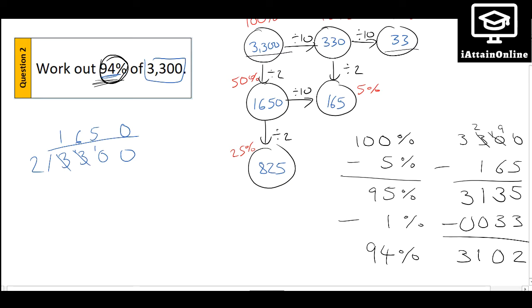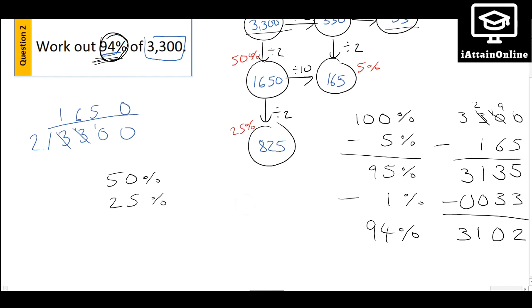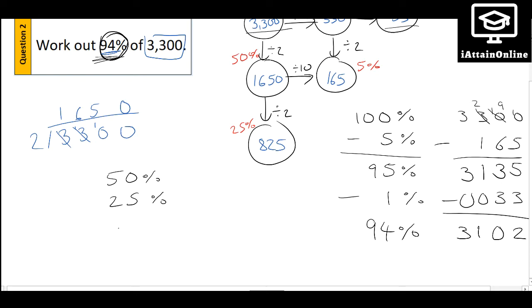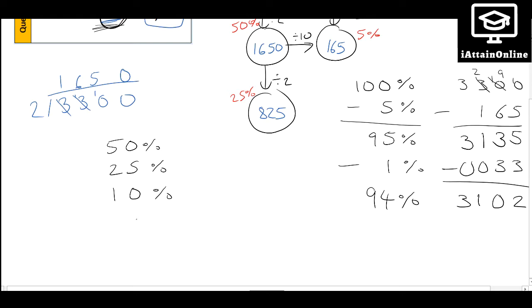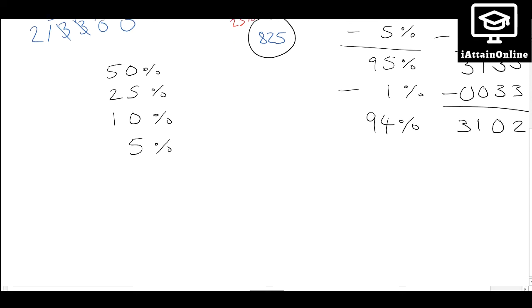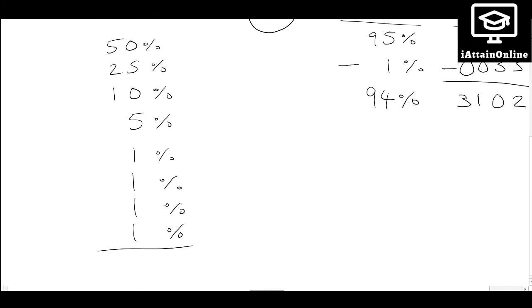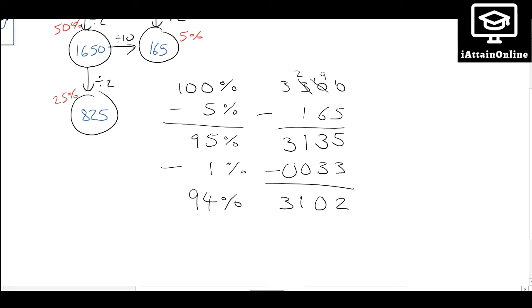And there's always more than one way of doing this. So for example, rather than taking away, you could have done 50% plus 25% would give you 75%. And then you could have added 10% to give you 85%. Then you could have added 5% to give you 90%. And then you could have added 4 lots of 1%. So you could have found out what all those percentages are from your bubble method and then added them all up. But sometimes it's easier to take them away, which is what I did there. Okay.